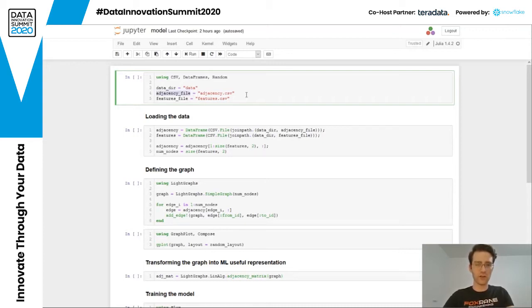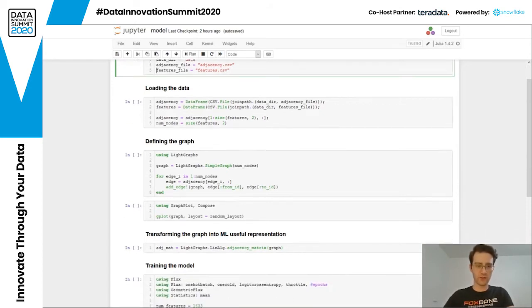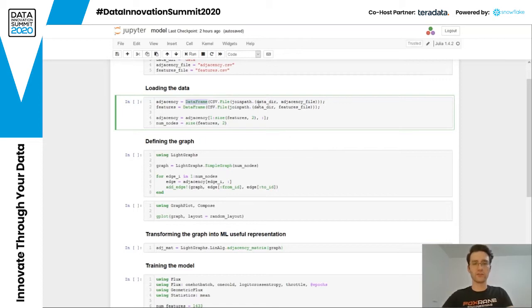And to begin with, we're going to use it to read in some pre-prepared files. So we have already created an adjacency CSV, which basically just describes the connections between two different nodes. It tells us which nodes are connected. And we have also created a features file, which consists of an encoding of the traffic that the network experiences. So we go ahead and read both of those files into some data frames. Those data frames, you might be familiar with them from Python. They work very much the same way in Julia as well.